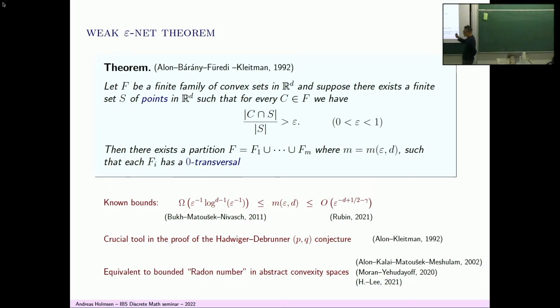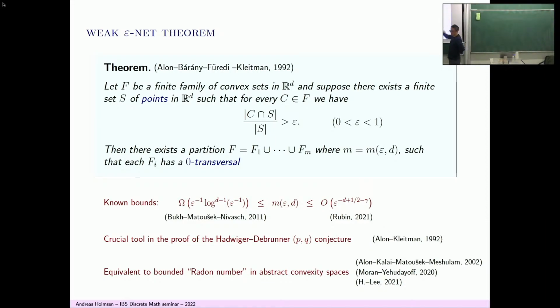And if this is true, if there exists such a set S, then it means that you can partition your family into a constant number of parts, m, where m depends only on that epsilon and the dimension d, such that each of these F_i's has a 0-transversal. So if you think of the hypergraph formulation I gave you earlier, you're partitioning that hypergraph into cliques. And it's saying that you can partition into a bounded number of cliques, depending only on the dimension you're in and that epsilon.